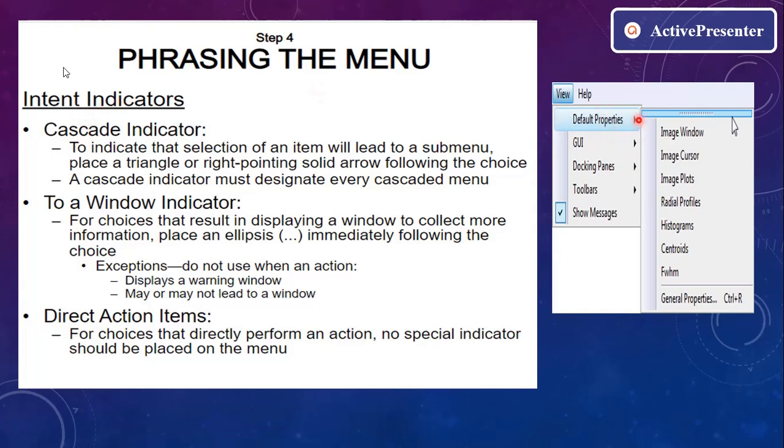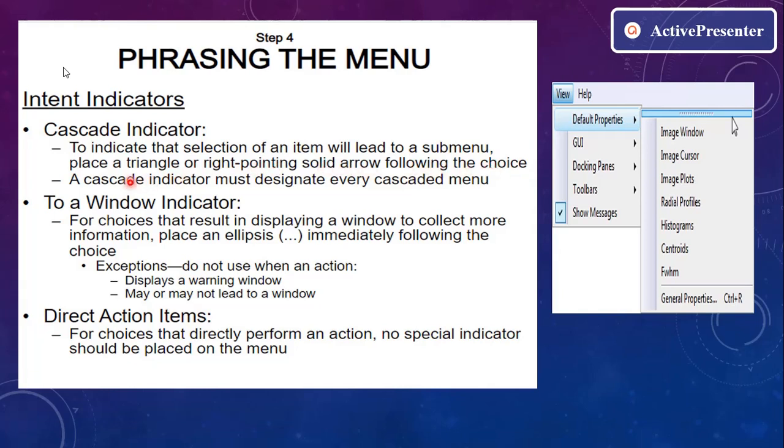These are indicators, indent indicators we say. There are two kinds: cascade indicators and window indicators, and direct action items are also placed on the menu. Let us see cascade indicators. To indicate the selection of an item that will lead to a submenu, we place a triangle or right pointing solid arrow following the choice.